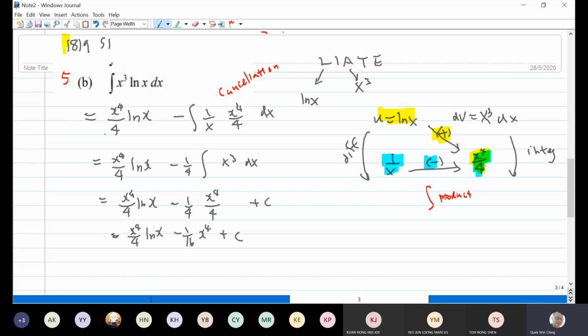So this is how you do 5b, where when you do integration by parts, you see that when you don't get 0 now, you can actually draw a horizontal arrow. Sometimes you need to draw a horizontal arrow because it will stop. So this is 5b.